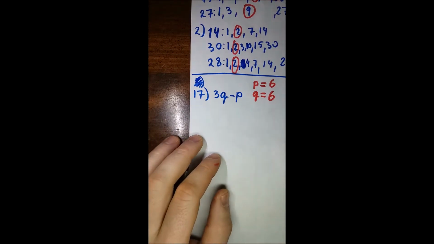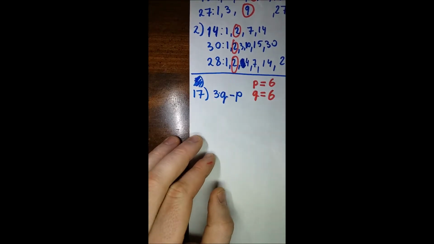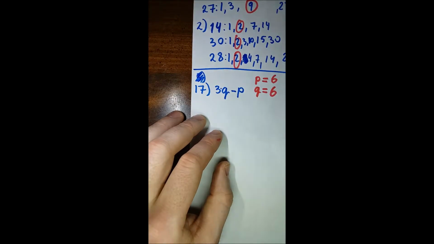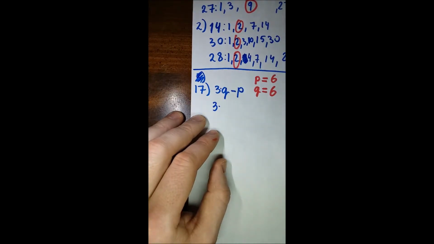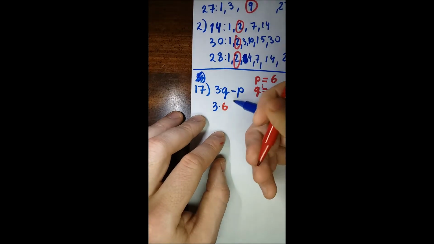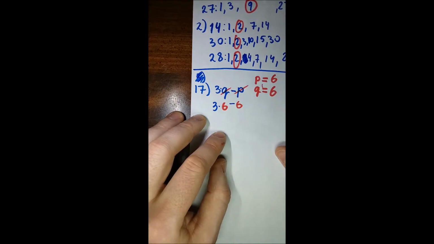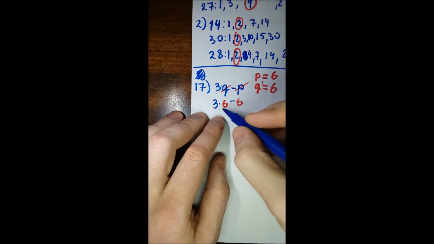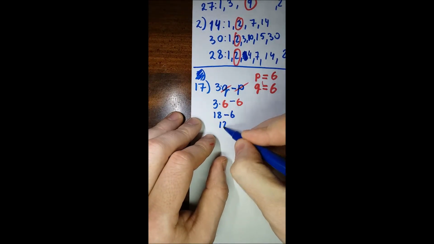Now, example number 17, we've got 3q minus p, where p equals 6 and q equals 6. There is a multiplication sign between 3 and q. We're going to keep rewriting it, but instead of q, I'm going to put what q is, 6, minus, and what is p? P was 6. So I'm going to cross those out and write down their values. Now 3 times 6, you do your PEMDAS. 3 times 6 is 18 minus 6. The answer is 12.